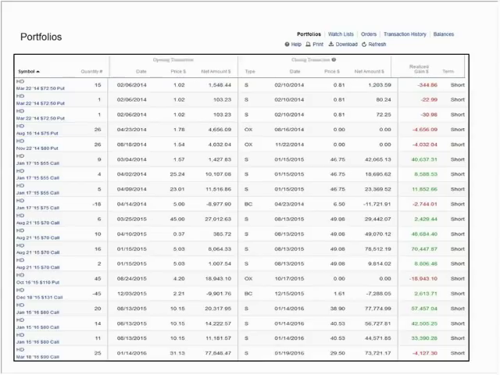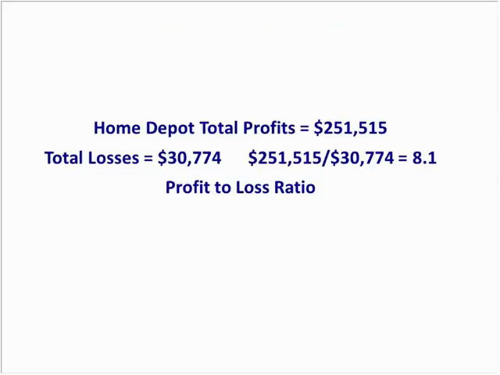Here's another example. This is the closed-out trades for Home Depot. We had $251,000 in profits on closed-out trades, total losses of $30,000. So if you divide the profits by the losses, we had an 8.1 profit-to-loss ratio.